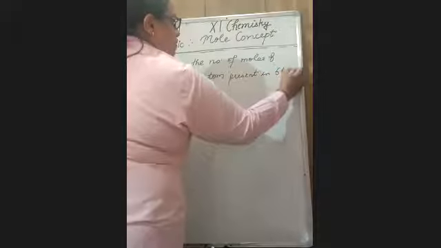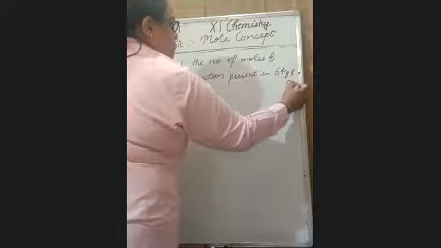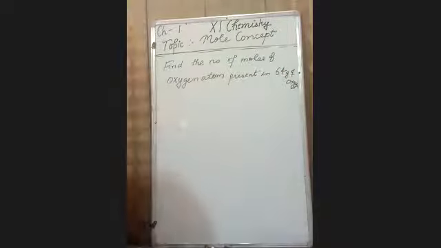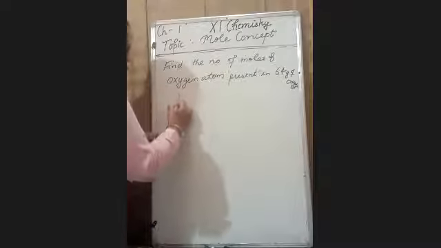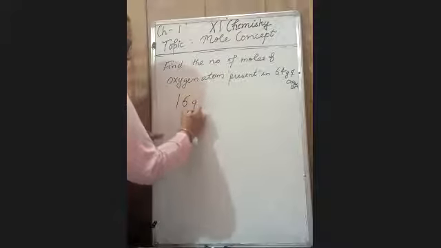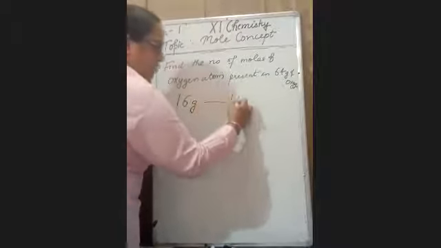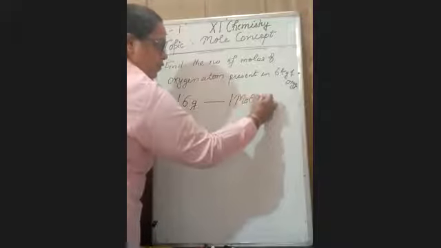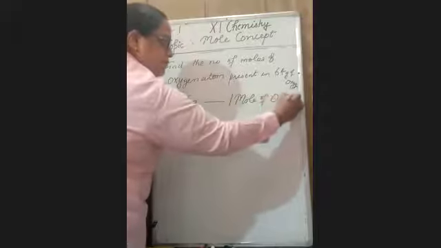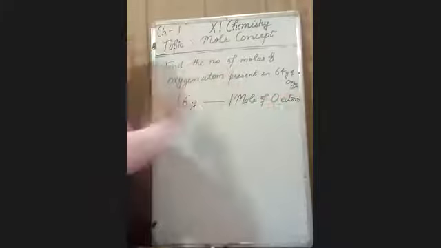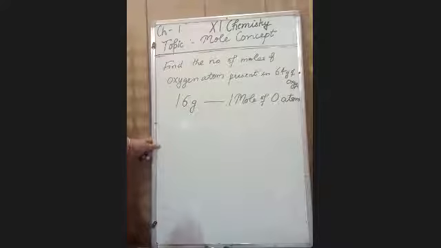64 gram of oxygen. You have to calculate the number of moles. You know the molar mass of an oxygen atom is 16 gram. So 16 gram means 1 mole of oxygen atom, because it is its molar mass.